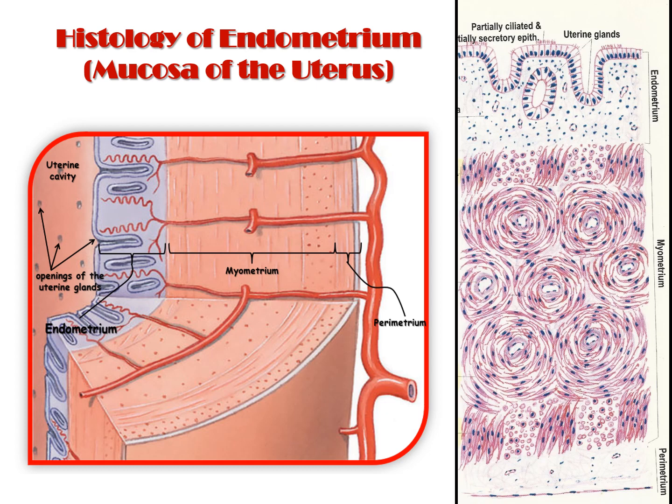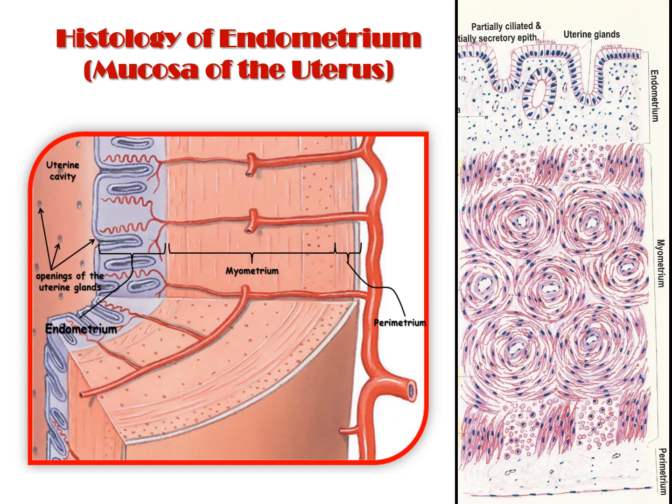What we should know about the histology of the endometrium, as I'm showing here, is that it is smooth and it is not folded. This note is very important. And as we described, it is in the form of simple columnar epithelium, glandular epithelium. This epithelium, which is simple columnar, is partially secretory and partially ciliated. These cilia are very important.